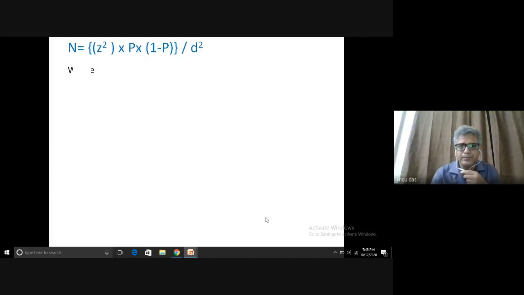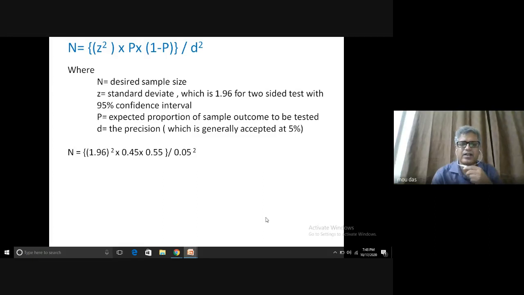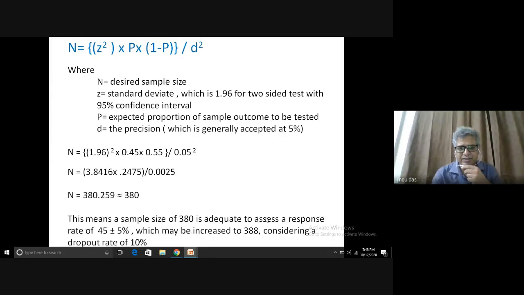So here's an example where I have calculated the desired sample size for a proportion. 45% is the expected proportion. We found out that for a single sample, the expected sample size will be 380.